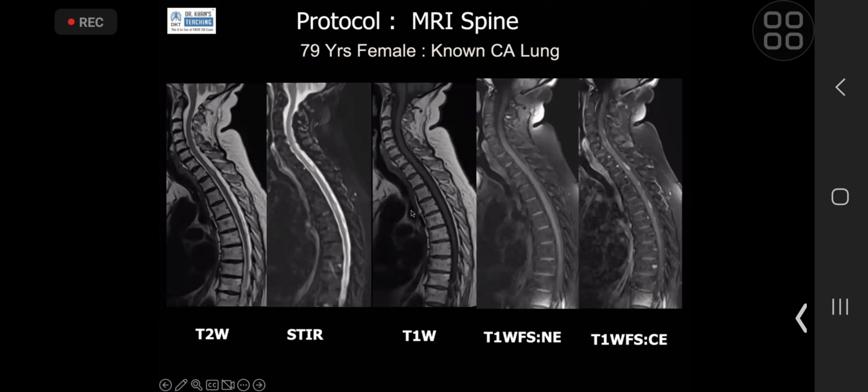Now, when you do post-contrast sequences, you should do a fat-saturated T1 weighted sequence. Fat-saturated T1 is this one, and this is a post-contrast sequence. In this particular case, there are some dural metastases which are enhancing. So these are the key sequences.